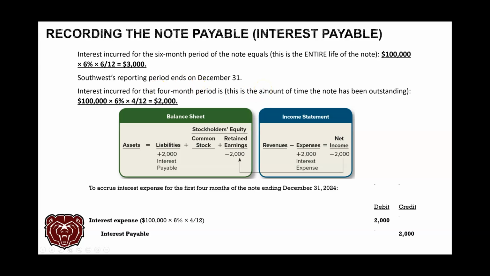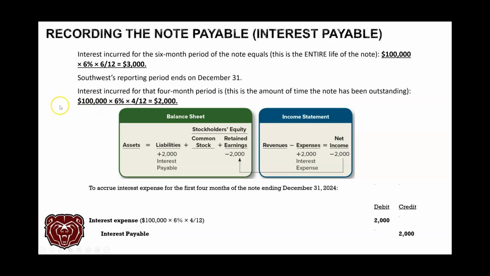However, remember, we're doing accrual accounting, and in accrual accounting, we record these expenses as we incur them, right? So we match our expenses to the revenues they help us generate. Borrowing this $100,000 helped us generate revenue in the 4 months of 2024 that we owned it: September, October, November, December. So we need to recognize that expense. Even if we're not going to pay it yet, we need to recognize that it helped us generate revenue. And that's what we're doing here.